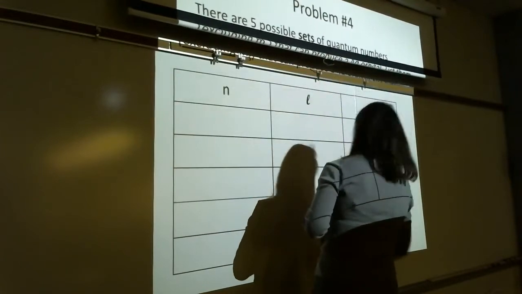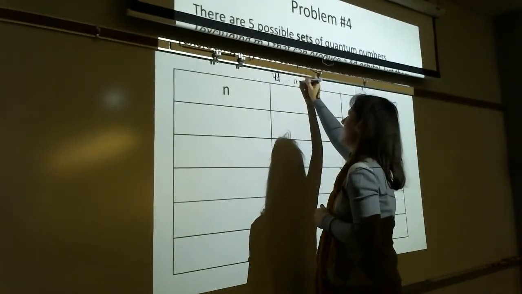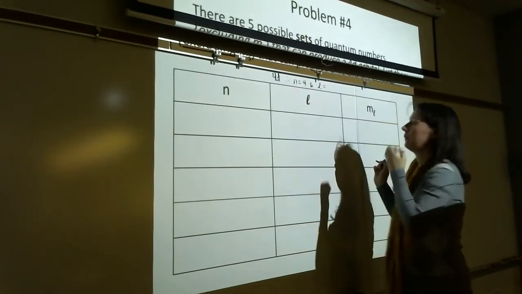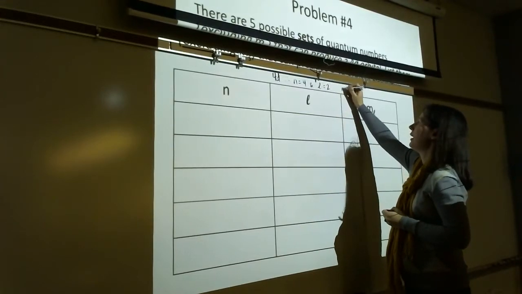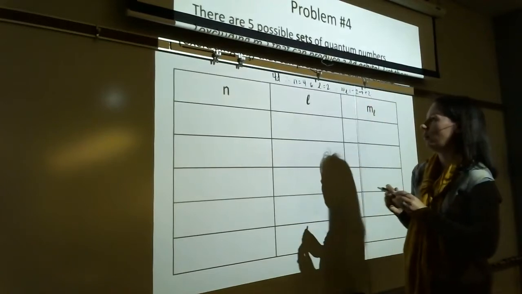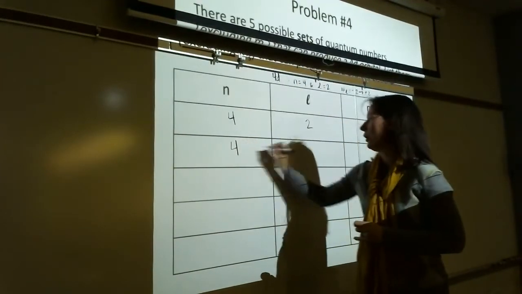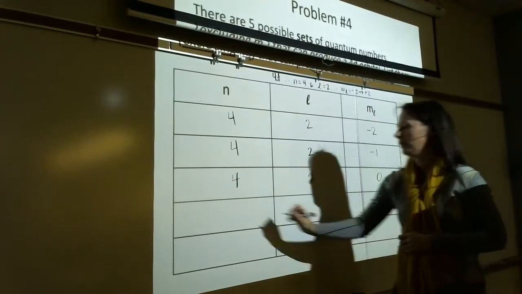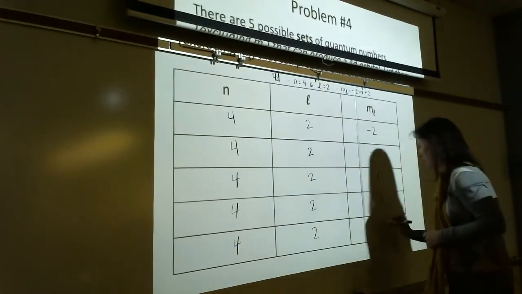So let's just do this one together. It's 4d. Therefore, n equals what? 4. And what does l equal? 0, 1, 2, 3, s p d. So what is it? 2. Therefore, m_l equals what? -2 to +2. Right? So one of them would be 4, 2, -2. 4, 2, -1. 4, 2, 0. 4, 2, +1, and 4, 2, +2.